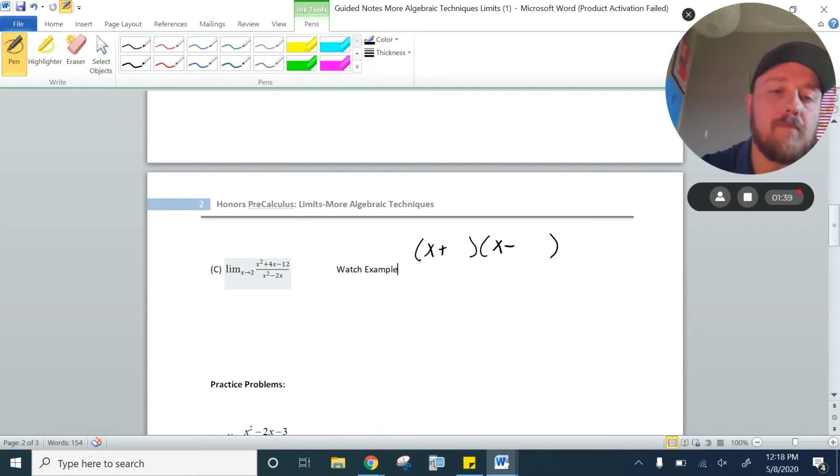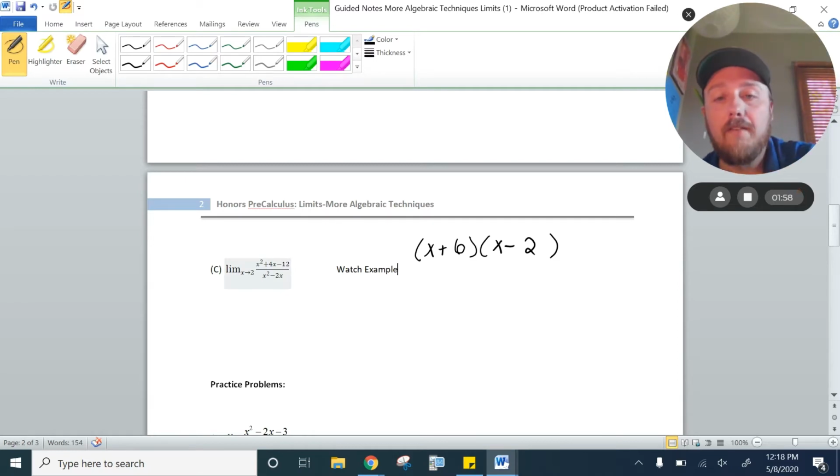So we've got 12 and 1, 6 and 2, 4 and 3. Well, 4 and 3 won't get us anywhere. 12 and 1 won't get us anywhere, but 6 and 2 will. In fact, I'm going to keep our 6 as our positive because we end with a positive 4. See what happens. So x minus 2, x plus 6. That gives us plus 4x and then minus 12. All right, so there it is.